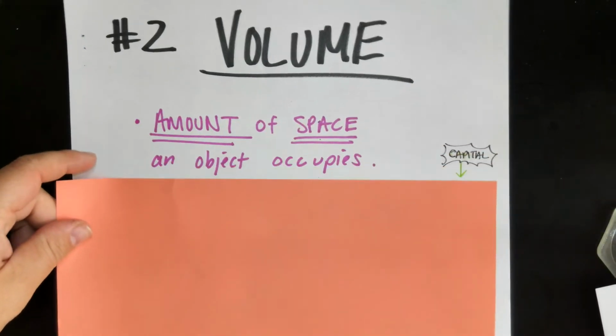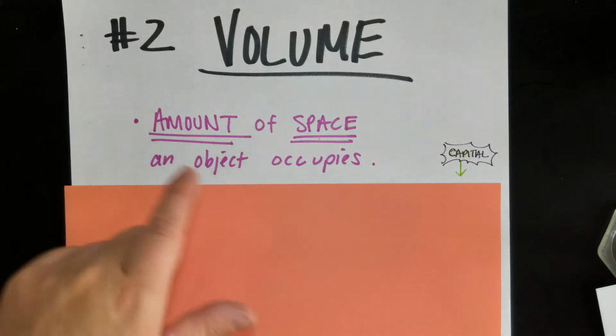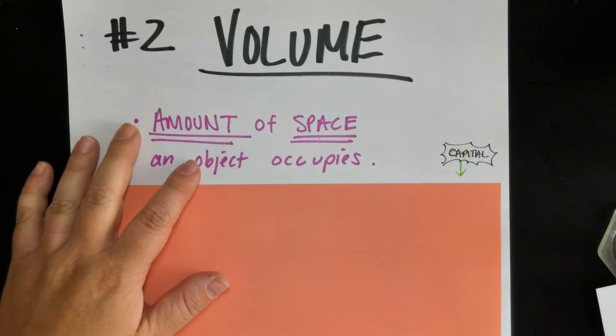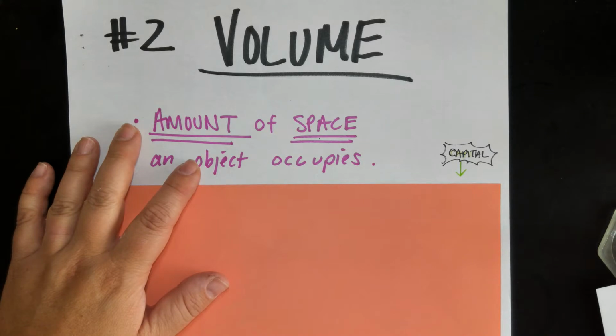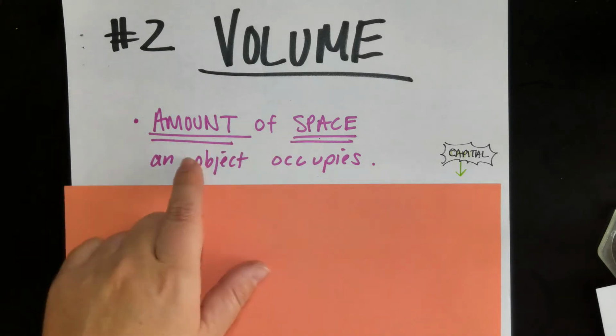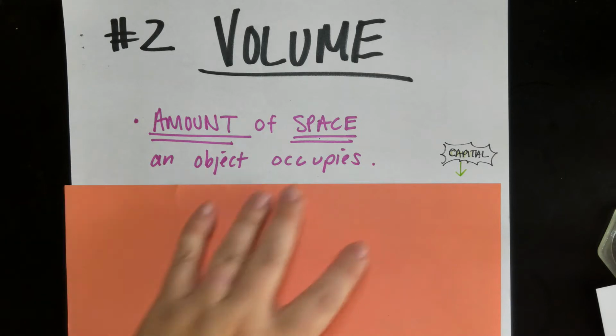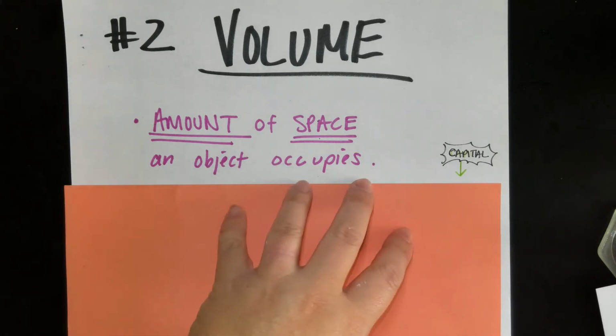So what is volume? Okay, we can define volume by saying it's the amount of space an object occupies. A lot of times you'll hear them say volume is how much space something takes up. Okay. So I like to say the amount of space an object occupies. Those definitions are both the same. I just don't like to end a statement with a preposition.